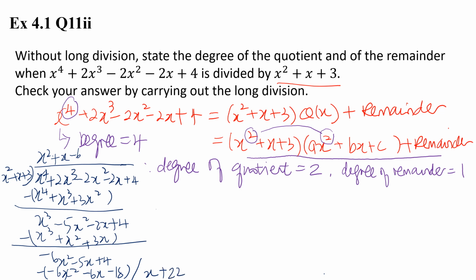Okay, so let's check. The degree of your quotient is 2. Yes, it's correct. And the degree of your remainder is 1, which is also correct. So we have checked our answer to be correct by using long division.